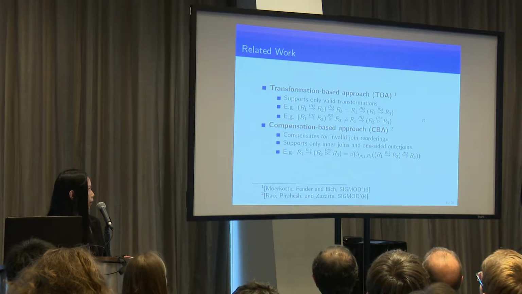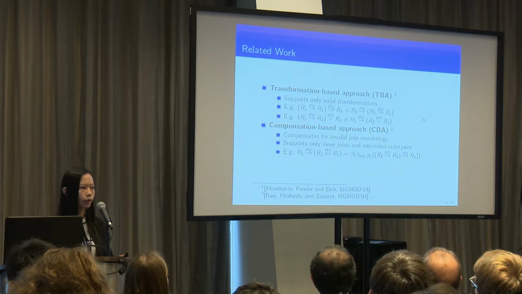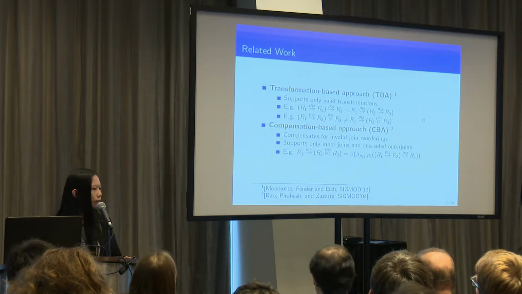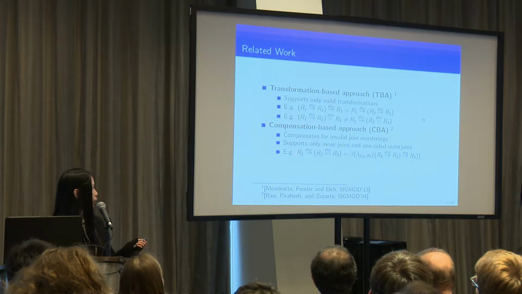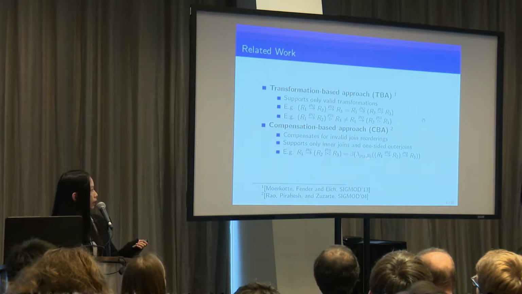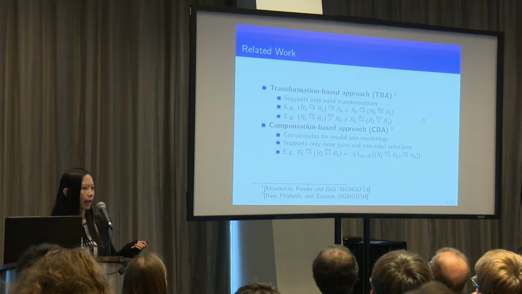The second is a compensation-based approach. CPA tries to compensate for invalid join reordering. It supports all inner joins and one-sided outer joins. For example, left outer join and anti-join are not associative, but if we add in the lambda and beta compensation operators, we could actually reorder to join R1 and R2 first.